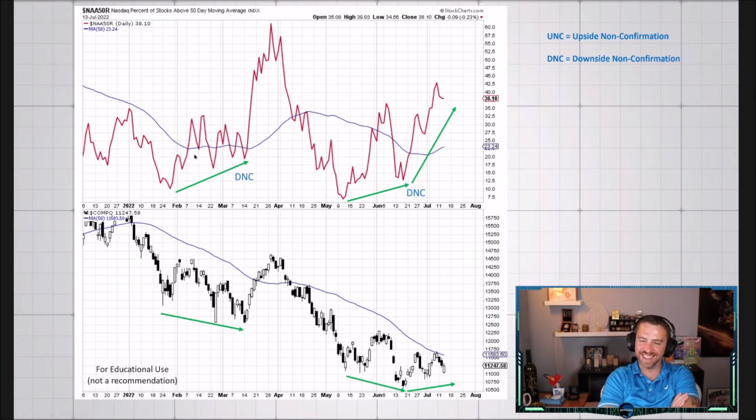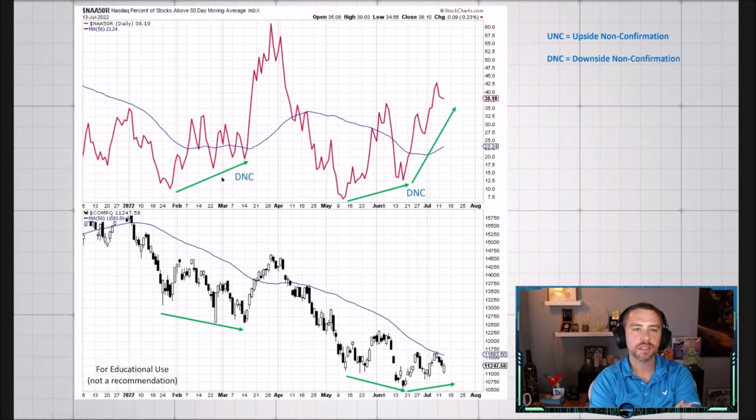Anyway, here, this is the NASDAQ composite. Here's the NASDAQ index. This is the percent of stocks in the NASDAQ composite that are above their 50-day moving average. Simple concept. If you're below your 50-day, you're in a downtrend. If you're above your 50-day, you're in an uptrend. And that's for the individual stock. So what it does is just keep an aggregate count of all those.